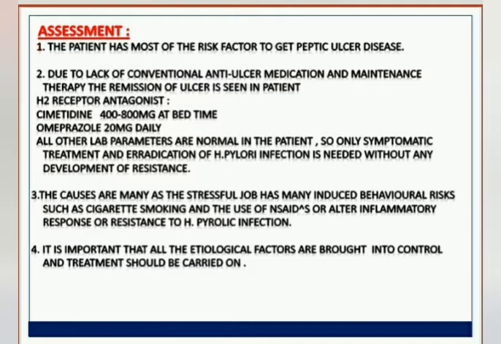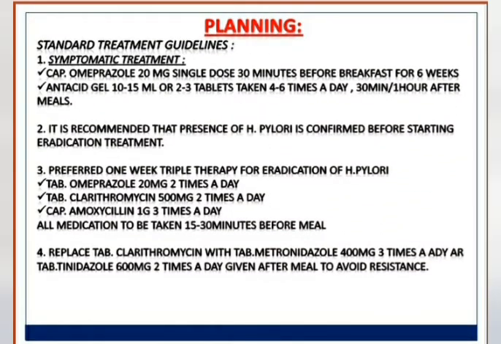So I have listed down what maintenance therapy can be given, and other lab readings are all normal in this patient. So symptomatic treatment and eradication of H. pylori infection should be concentrated on more, and you should see that resistance doesn't develop. The cause may be due to a stressful job also, and behavioral risks such as cigarette smoking and using non-steroidal anti-inflammatory drugs all lead to this, and have put him at risk of H. pylori infection, okay, peptic ulcer. Next, it is important that all the etiological factors are brought under control, and we have to counsel the patient as such. The last part is P in the SOAP format, right?